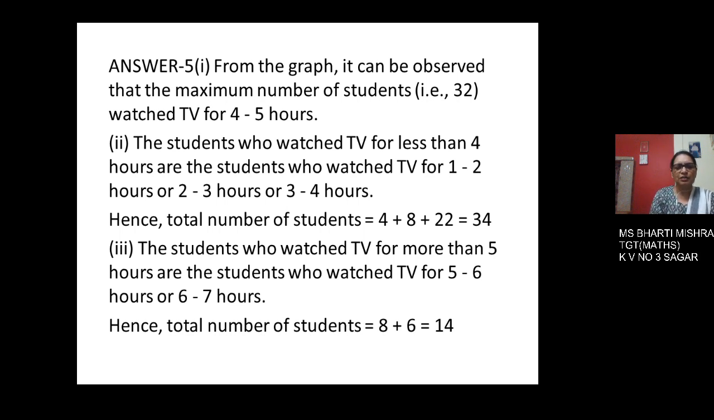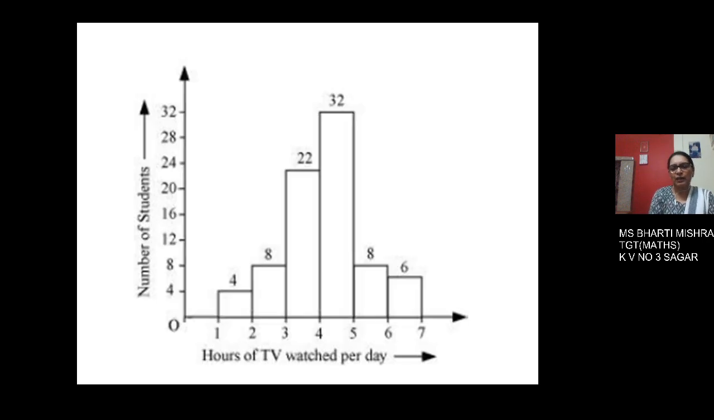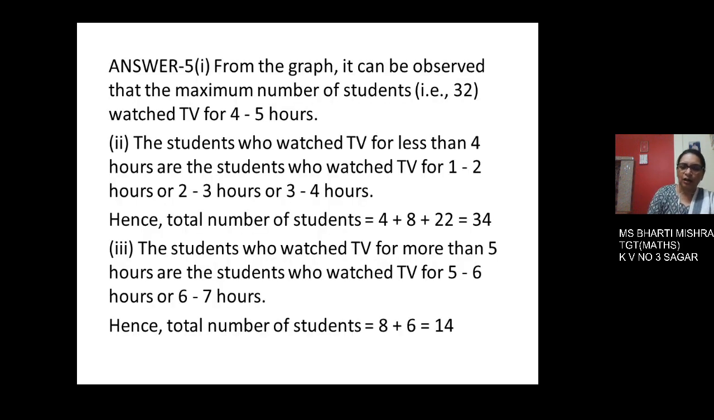Now next is: the students who watch TV for more than 5 hours. More than 5 hours will be 5 to 6 and 6 to 7. Now when you look at the graph, 5 to 6, how many students watch TV? 8 students. 6 to 7, 6 students. Now 8 plus 6 comes to be 14.